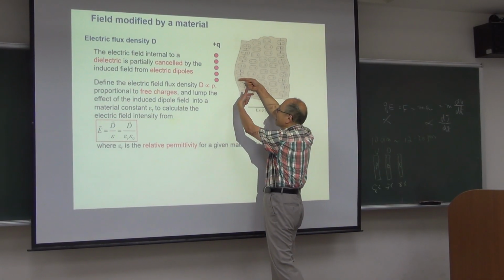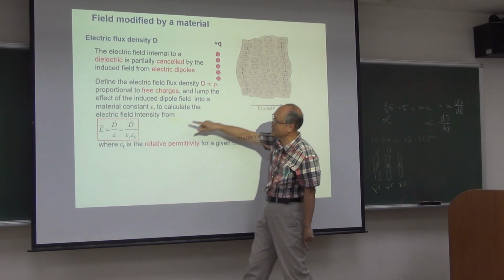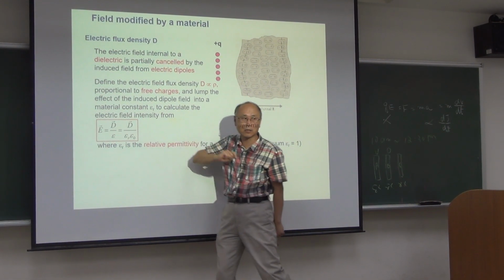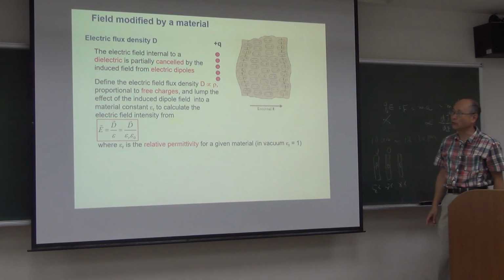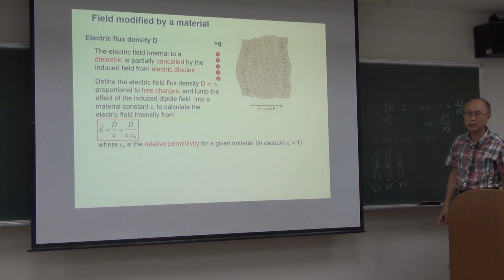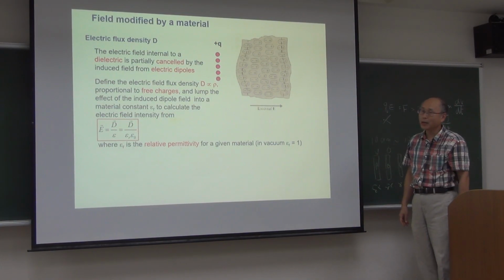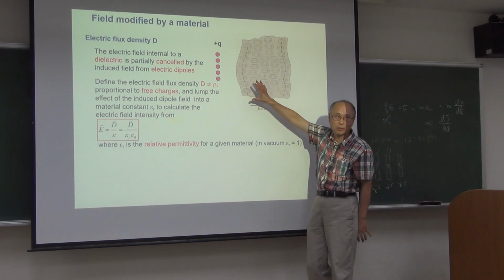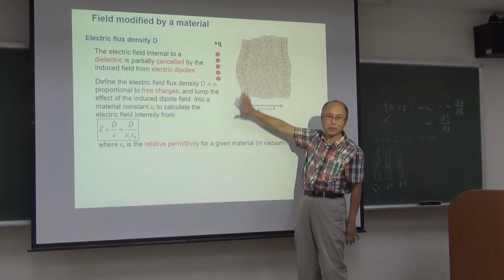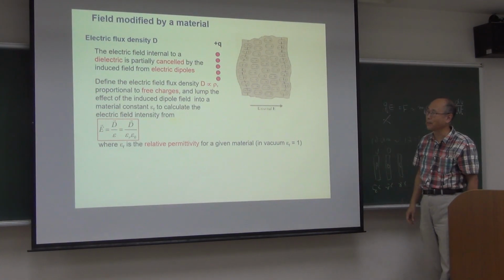And then they cancel each other to some extent. So the net electric field inside is reduced by this factor called permittivity. Okay, so this is intuitively acceptable to you, right? Because you polarize the material. And when you do the presentation, you want to put those cartoon drawings in your slides, so that people can capture the concept easily.